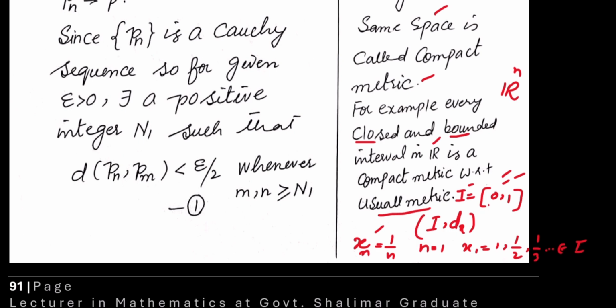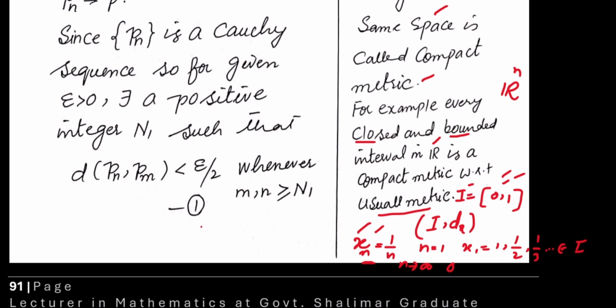Further, this sequence always satisfies all the axioms of a metric space, that is non-negativity, symmetry, the triangle inequality, etc. And every subsequence of this sequence always converges and its limit always belongs to this interval. What is the limit of this sequence? As n approaches infinity, this sequence has limit 0, and 0 belongs to this interval.